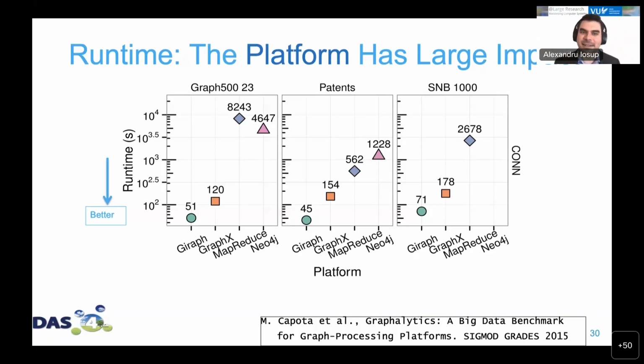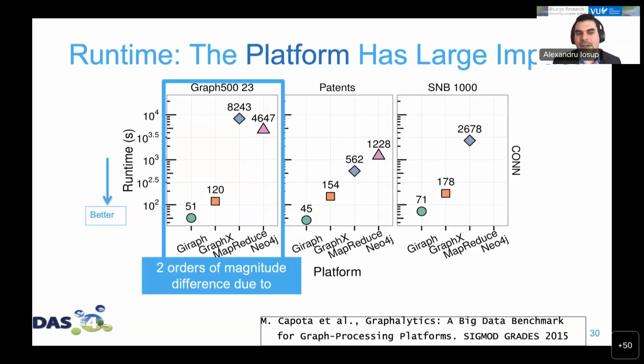The vertical axis is the runtime. Lower is better. Note the logarithmic scale. And then the finding is that there are orders of magnitude difference due to the platform. So if you select the right platform, apparently you're good. But the different subplots also represent results for different data sets for the same algorithm.